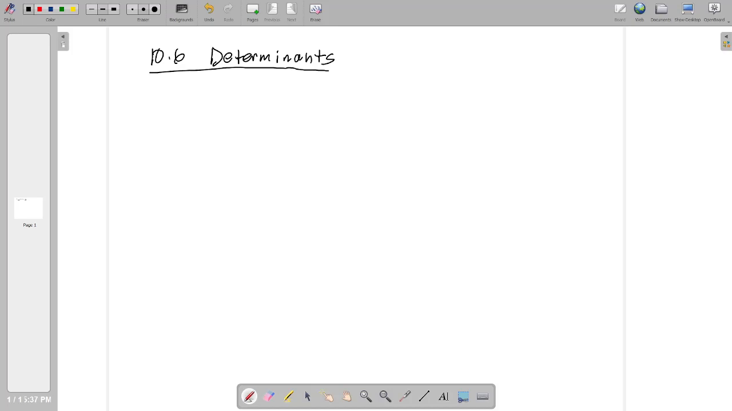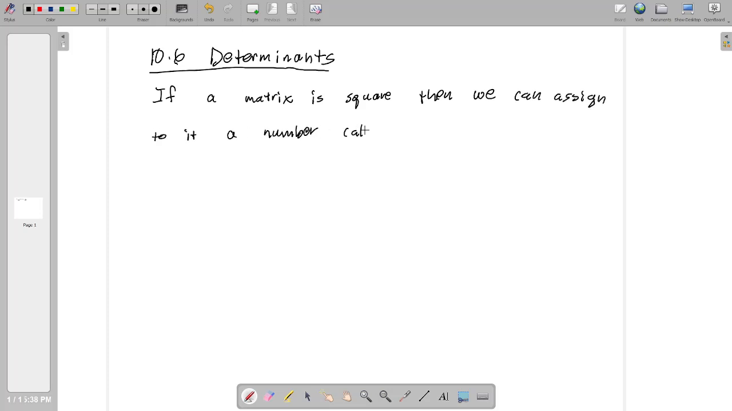Now a determinant is just going to be a number that we assign to a matrix. It's like an operation that we perform in order to get this number. If a matrix is square, then we can assign to it a number called its determinant. Now I do need to note, determinants only exist for square matrices.